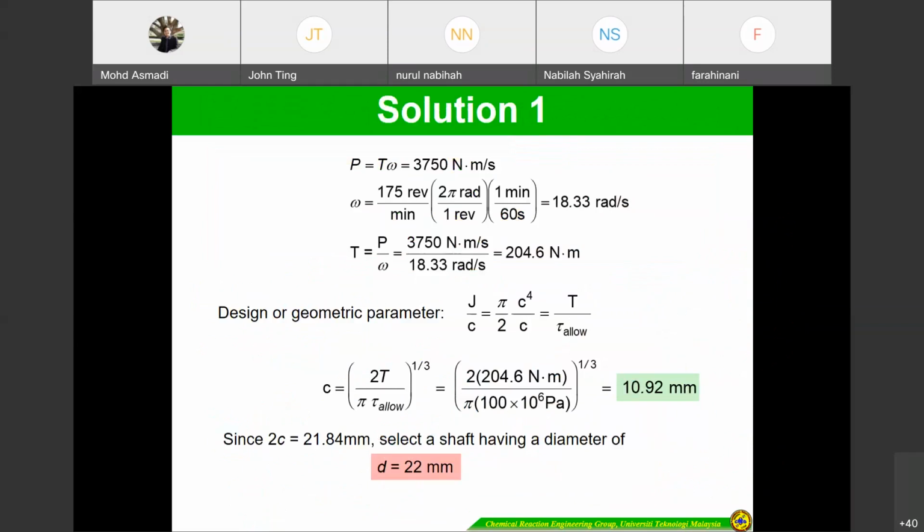So this is the solution. You look here that we use the power equation, we change angular speed to radian per second, and then T in terms of P and omega. This is the equation for J, so just rearrange in terms of c, so we can calculate. Any question about this power?